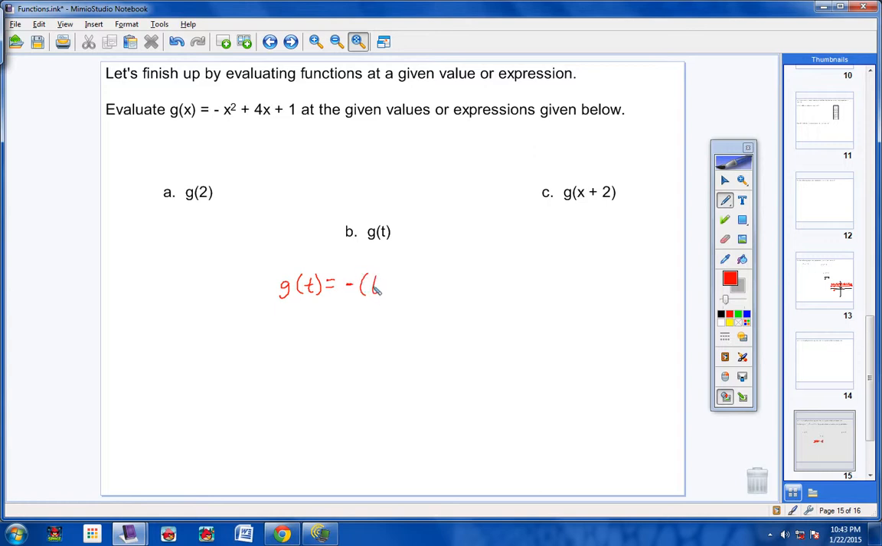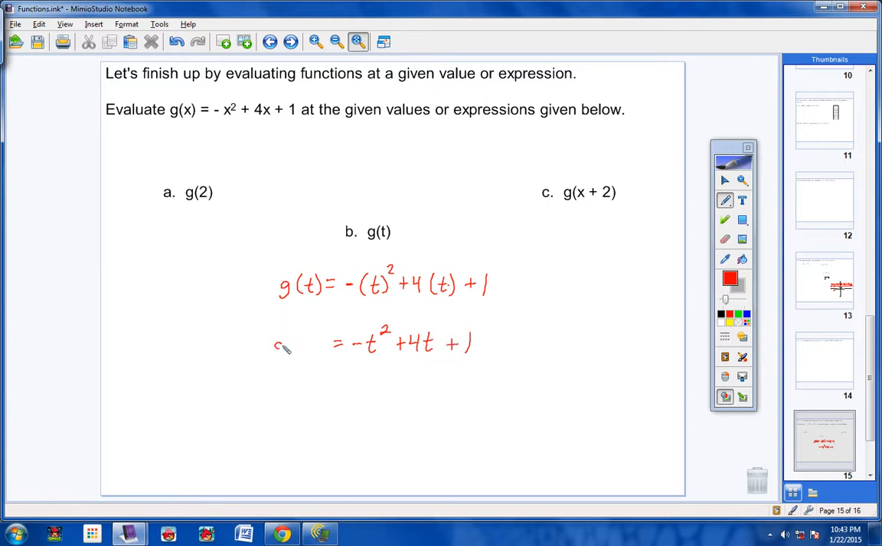Negative parentheses t squared plus 4 parentheses t plus 1. Alright, be careful, here we go. Square the t first. T times t is t squared. Then put a negative with it, negative t squared. 4 times t is 4t. Then bring down your positive 1.